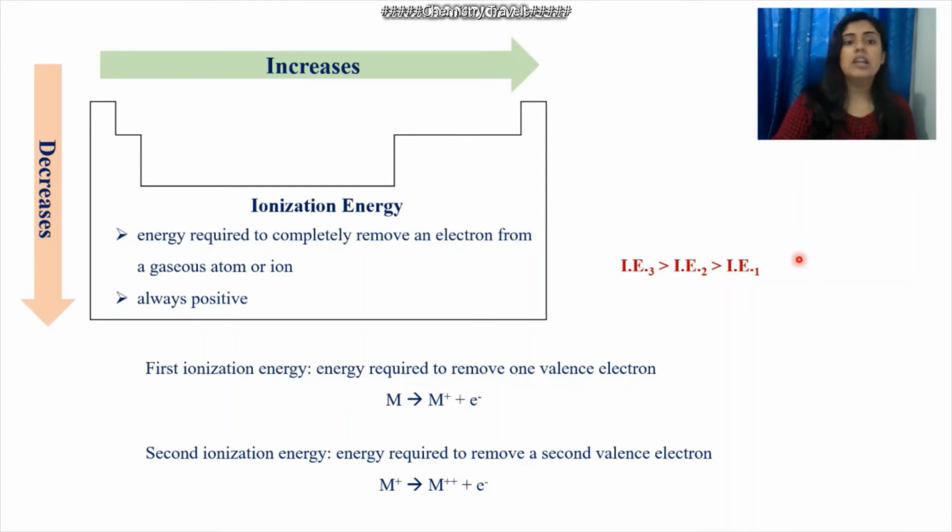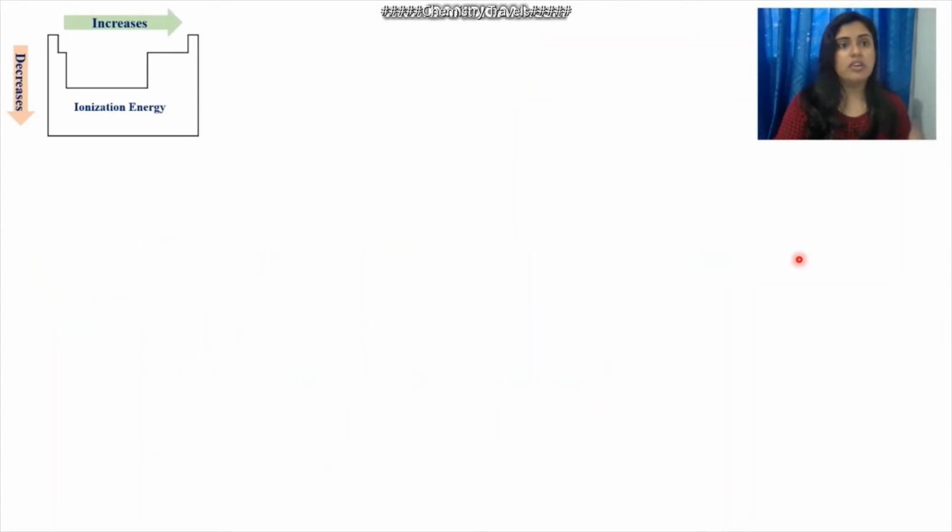Okay, clear. Now, how does this vary across the elements? What is the trend shown in the case of ionization energy? Along a period, that is when you move from left to right of the periodic table, you can see that the ionization energy of elements increases, but if you move within a group, that is from top to bottom, we can see that ionization energy decreases. And what are the reasons for this increase or decrease in ionization energy?